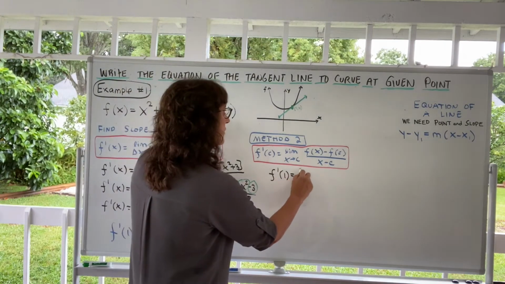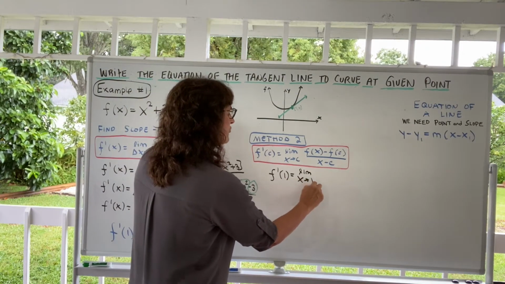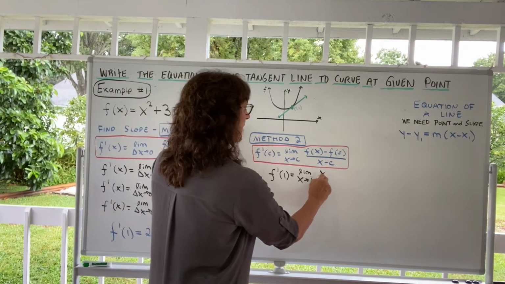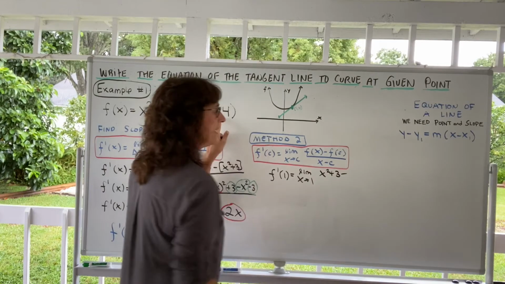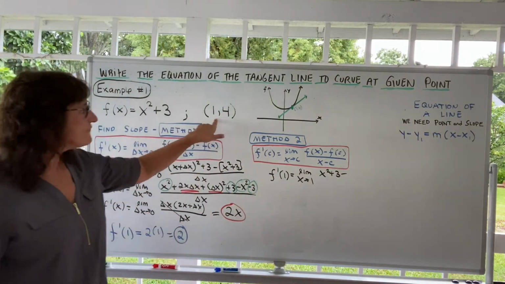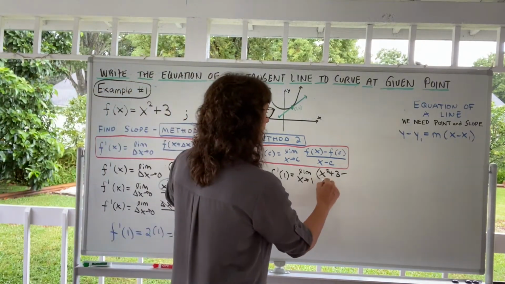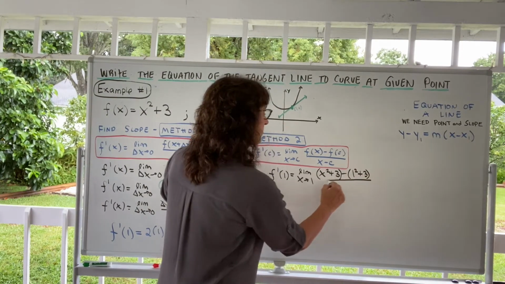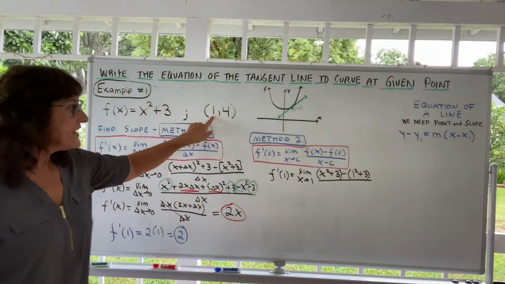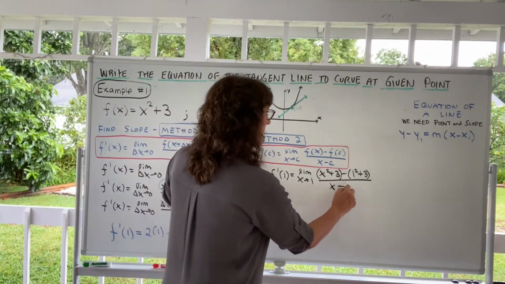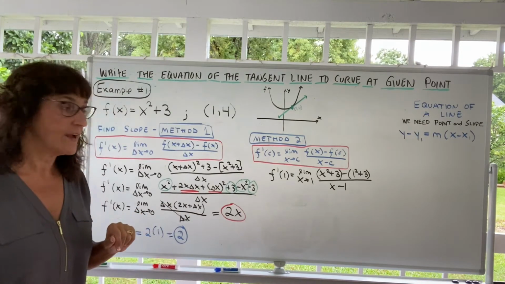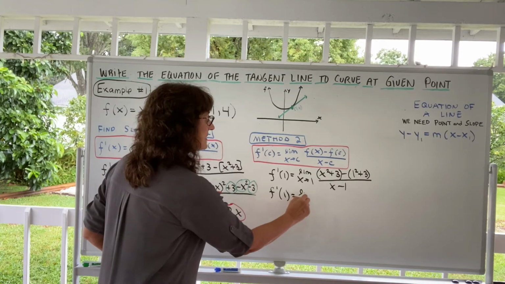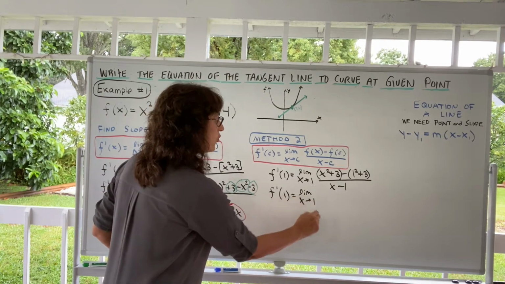So this is going to equal the limit as x approaches 1. You take the function in the numerator, which is x squared plus 3, and subtract from that f of 1, which is 1 squared plus 3, because you're plugging 1 into the function. All this goes over x minus 1 in the denominator. So we want to evaluate the derivative at 1, taking the limit as x approaches 1.